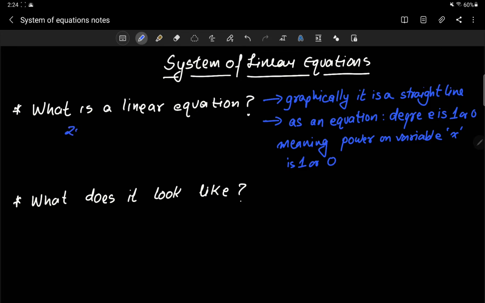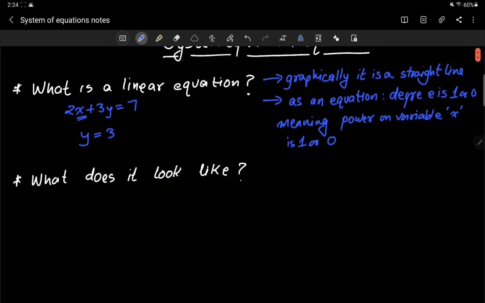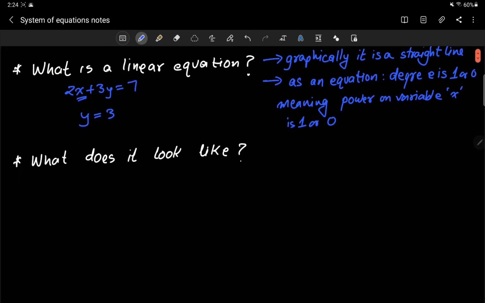So for example, things like 2x plus 3y equals 7. When you have just an x, it means it's x to the power 1. Or y equals 3. You will recall that if you were to plot these on the coordinate axis, they look like straight lines. For example, the first one here, y equals 3, would be this horizontal line where y is 3 for all values of x.